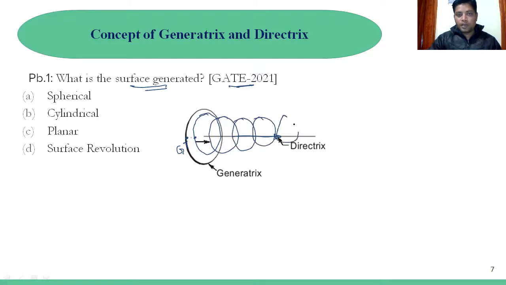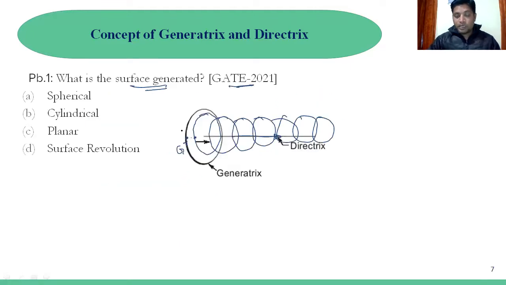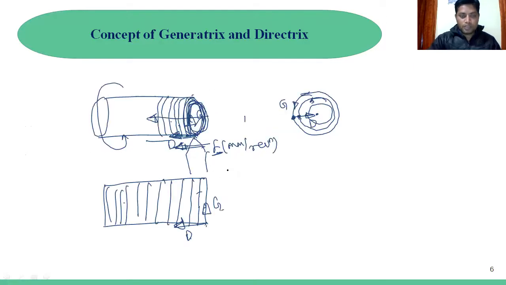So what will happen if you want to see the 3D view, then it will look like that, the material is removed, as we saw here. If you see this one, the material is being removed, then the directrix is in this direction, okay, so the material is removed, then we are moving in this direction. So which surface will it be? It will be a cylindrical surface.